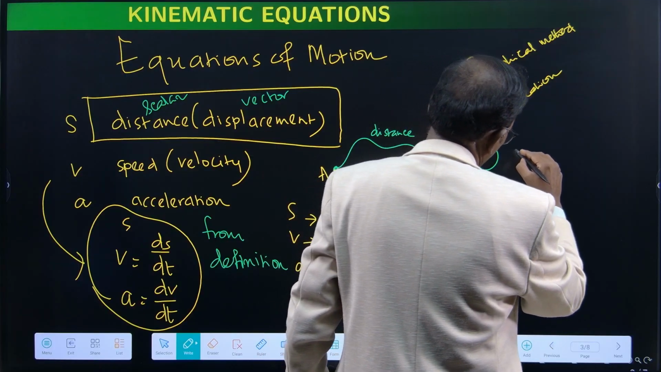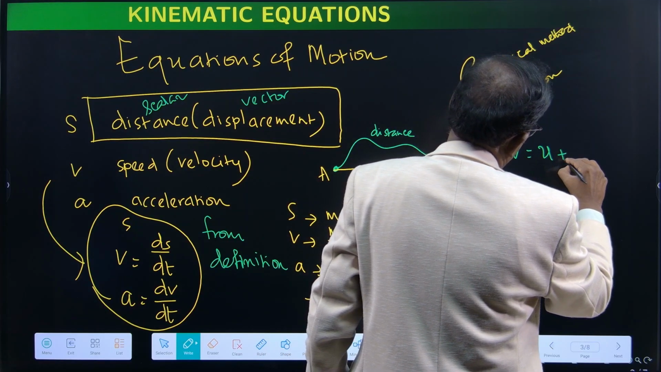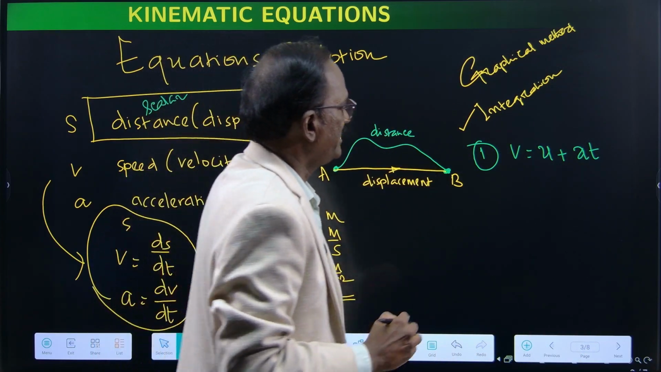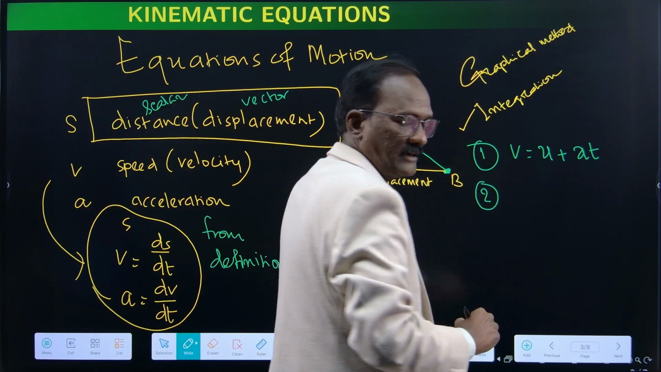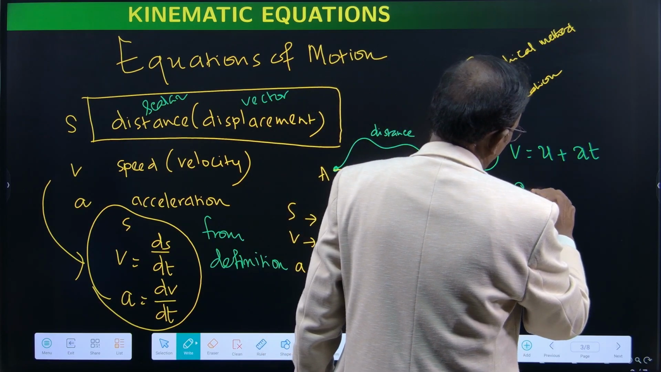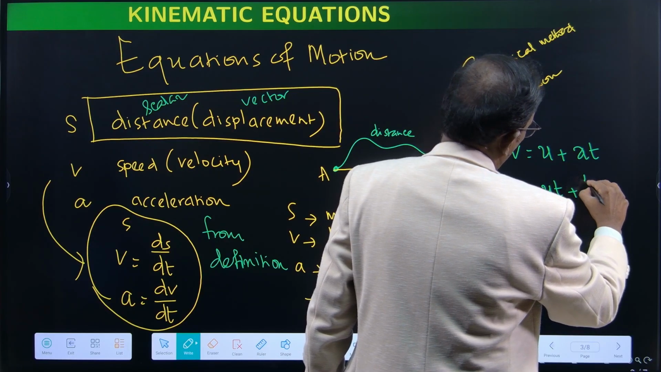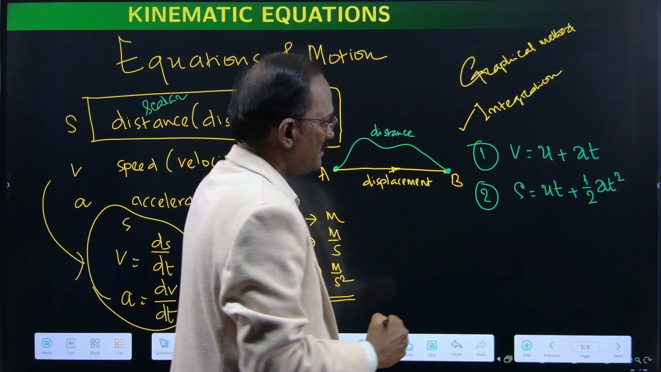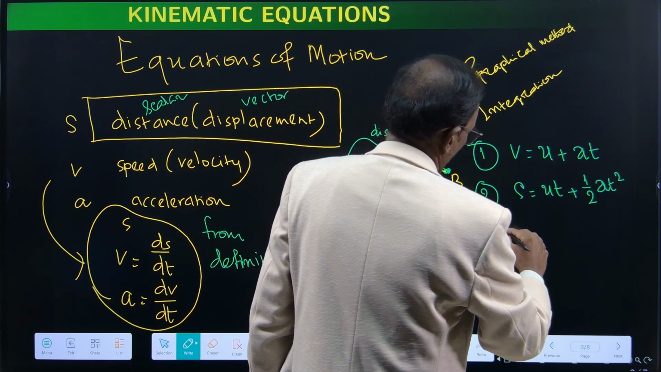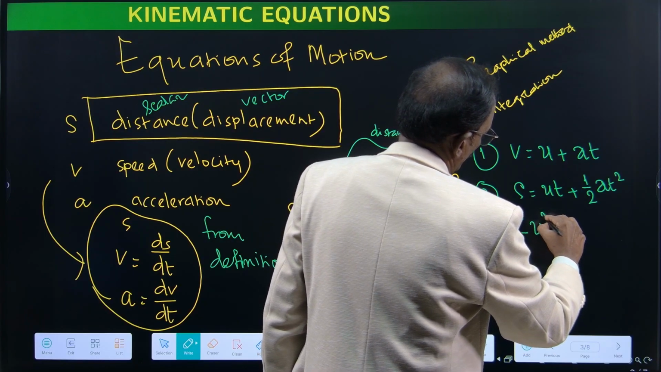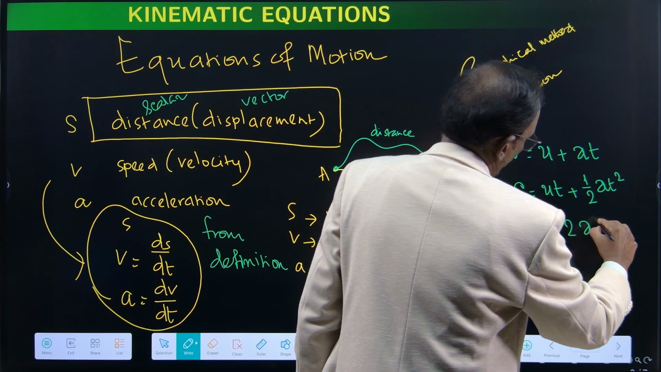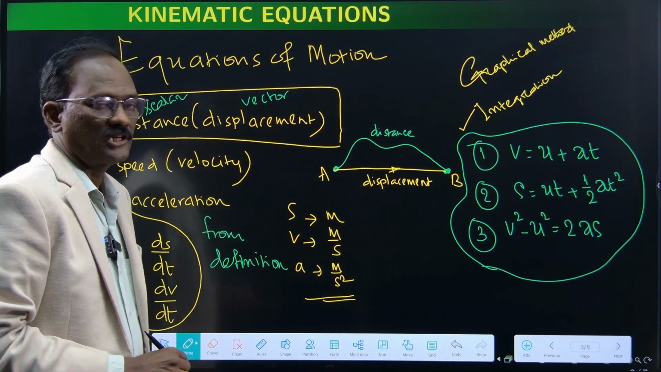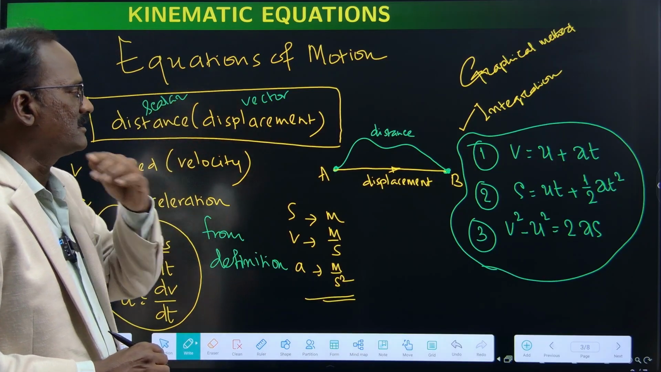Number one, v is equal to u plus at. Kinematic equation number one, v is equal to u plus at. Number two, s is equal to ut plus half at square. Number three, v square minus u square is equal to 2as. So these are the three equations which are known as equations of motion or kinematic equations.